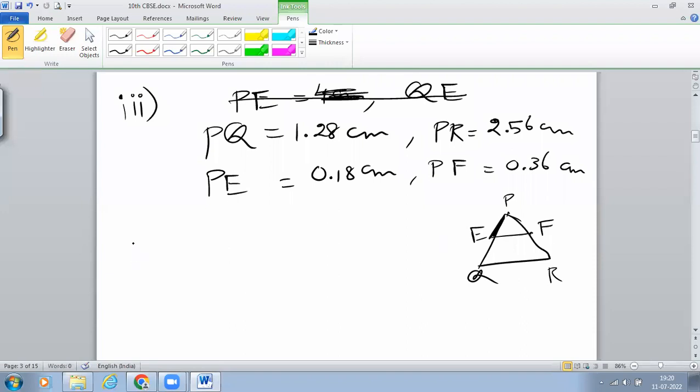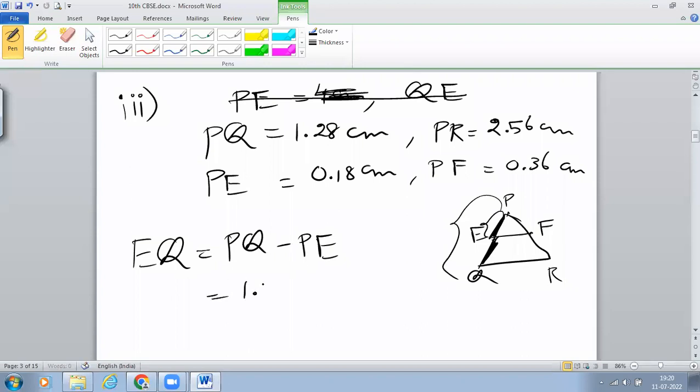Am I right or wrong? How do we find the value of EQ? This is EQ, and it is PQ minus PE. Yes or no? PQ minus PE will give you EQ. So I'm finding EQ by subtracting PE from PQ.